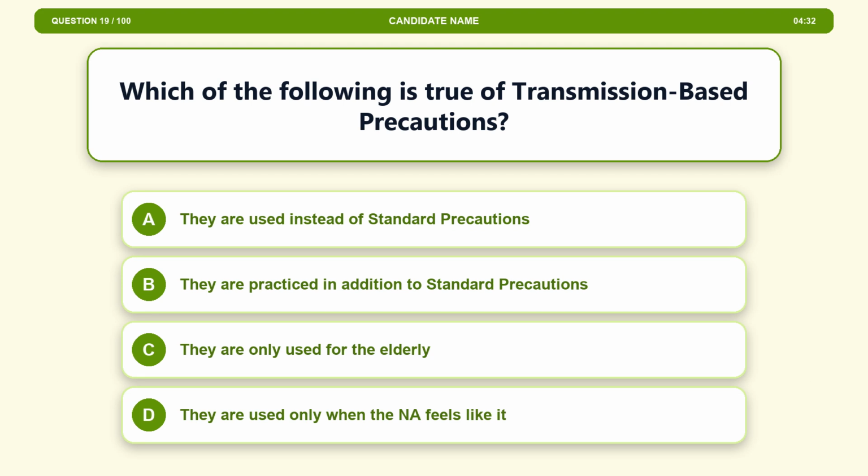Question 19. Which of the following is true of transmission-based precautions? Option A. They are used instead of standard precautions. Option B. They are practiced in addition to standard precautions. Option C. They are only used for the elderly. Option D. They are used only when the NA feels like it.